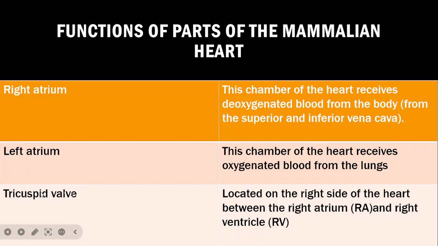Then we have the tricuspid valve. This is located on the right side of the heart. Basically, we've already seen the external structure of the human heart, so the other parts here were visible when we discussed the external structure of the heart. So we're talking about the tricuspid valve. This is located on the right side of the heart between the right atrium and the right ventricle. So this is the tricuspid valve.